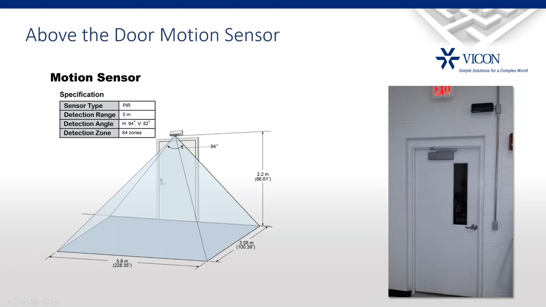I want to talk a little bit about the motion sensor or the request to exit that's right in there. The image on the left is the traditional sensor that's integrated right into the device. It's a PIR sensor, and this PIR sensor is fully configurable from within the software to adjust the sensitivity. The left side is what comes standard out of the box. 99% of the time, if you're installing it above the door, there's no need to configure the sensitivity, but it is something that you can do.